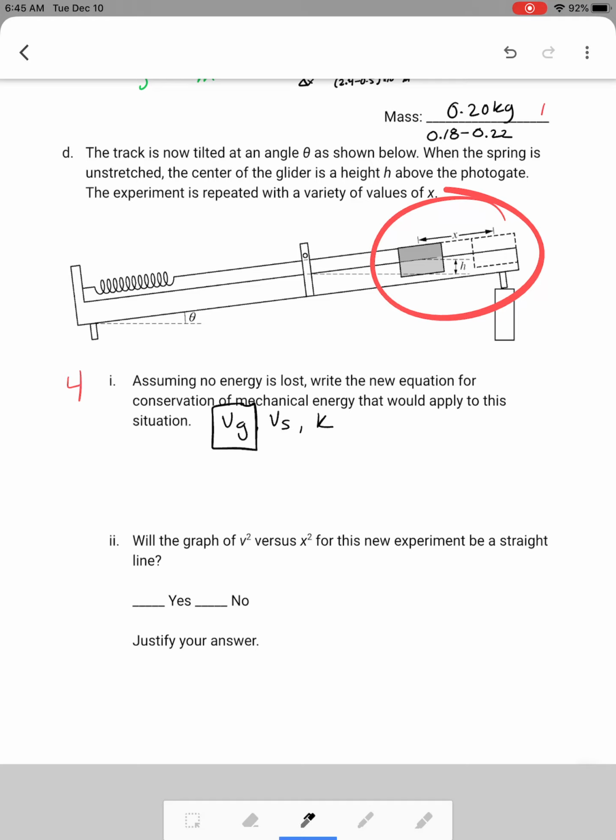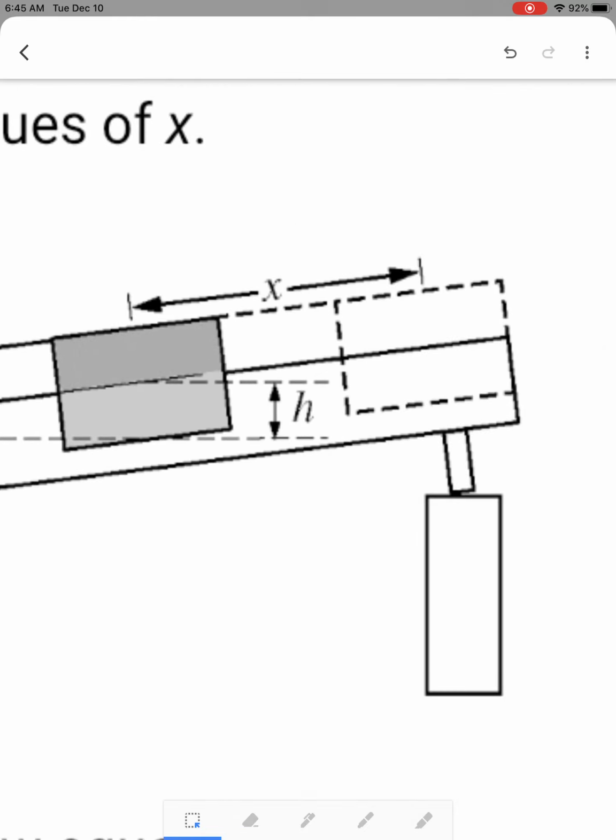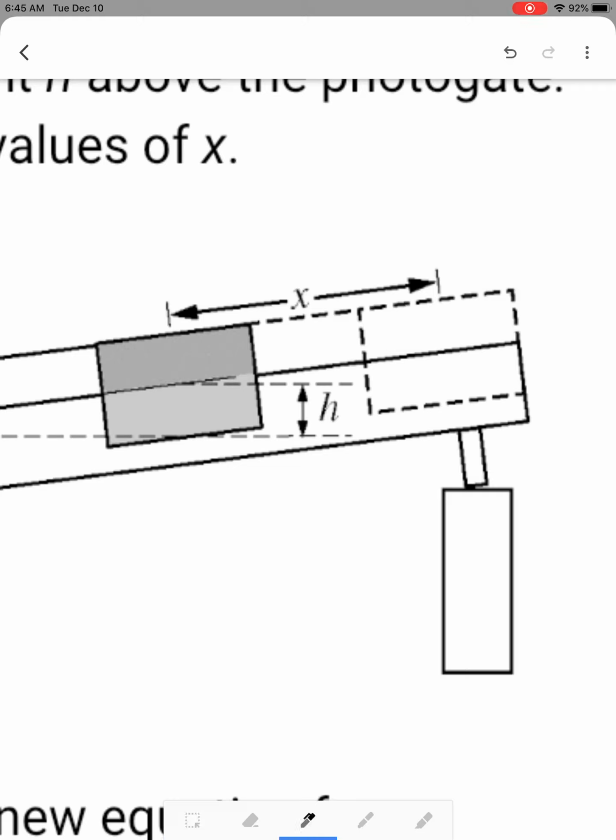It says the track is tilted at an angle theta, and when the spring is unstretched, the center of the glider is at a height h, all right? So that means that when potential energy due to gravity is equal to mgh, potential energy in the spring is 0, all right? Any other value away from h, however, we have a potential energy in the spring, because that means the spring is going to be stretched or compressed. So let's figure out how we can represent that. We've got this length x here. I'm going to zoom in on this part. We've got this length x there, and then we have this angle theta.